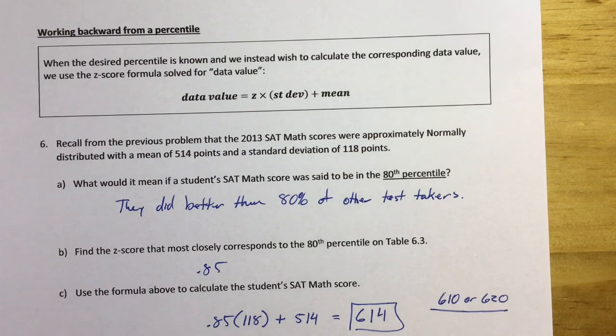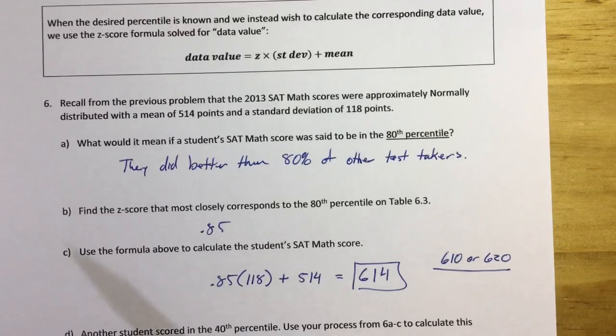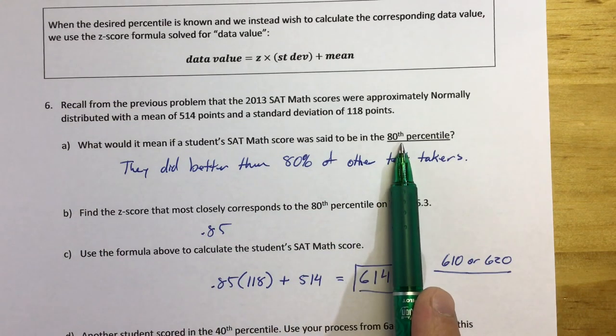What would it mean if a student's math SAT score was in the 80th percentile? What that means is that they did better than 80% of all the other students who took that math test. And there were 20% who did better than them. That's what that means.